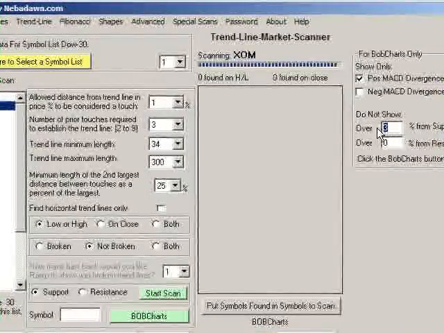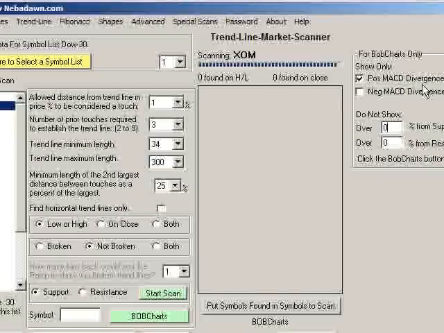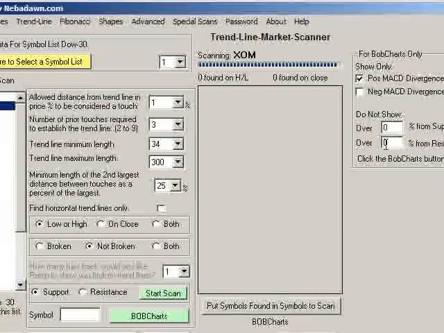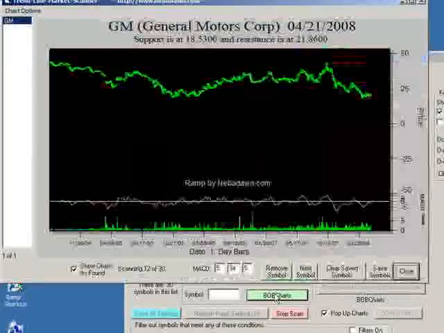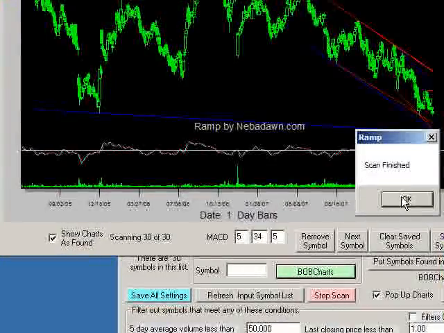Let's say that I want to go long and I would like to find some positive MACD divergences below the zero line. This is a really good leading indicator to tell you a stock is about to turn around and go back up. I'll set these back to 0 because I'm not really concerned about the support right now. I just like to see the divergences. I'll click on Bob Chart, and you can see we have a couple of good candidates.